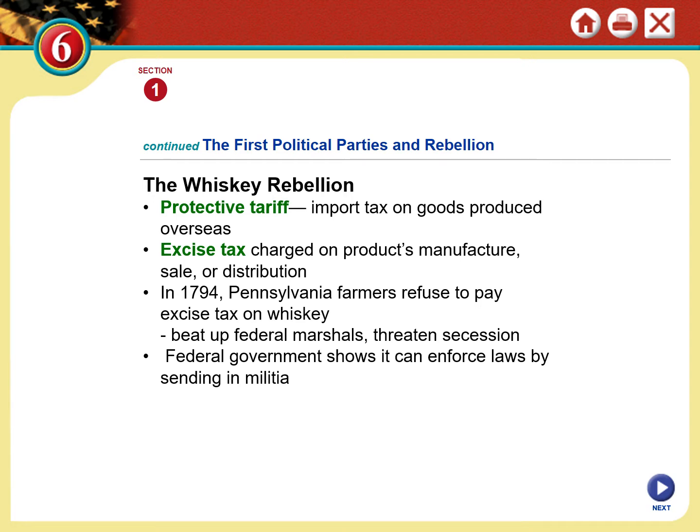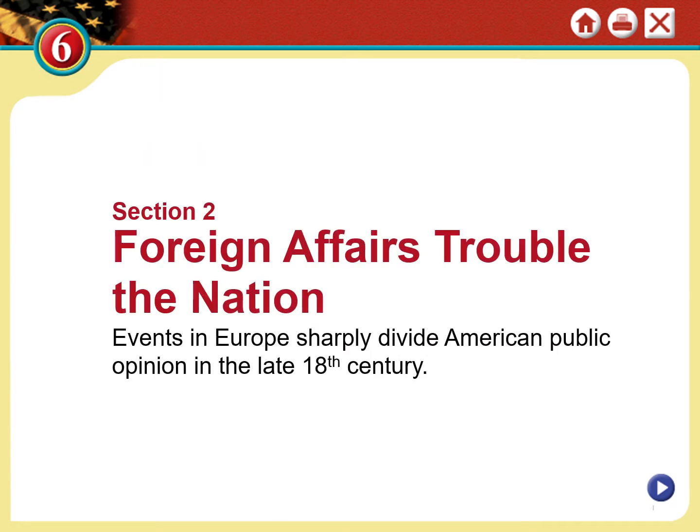And George Washington rallied a militia, personally led this militia over the Allegheny Mountains into Pennsylvania, and put down the rebellion. And this demonstrated from our very first president that a strong central government could stop an insurrection.